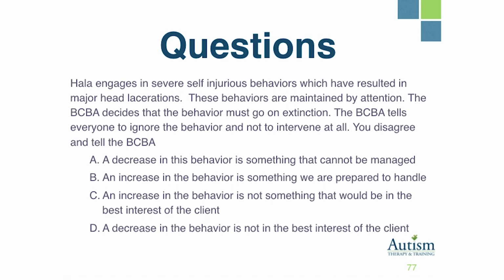You disagree and tell the BCBA: A, a decrease in the behavior is something that cannot be managed. B, an increase in the behavior is something we are prepared to handle. C, an increase in the behavior is not something that would be in the best interest of the client. D, a decrease in the behavior is not in the best interest of the client.